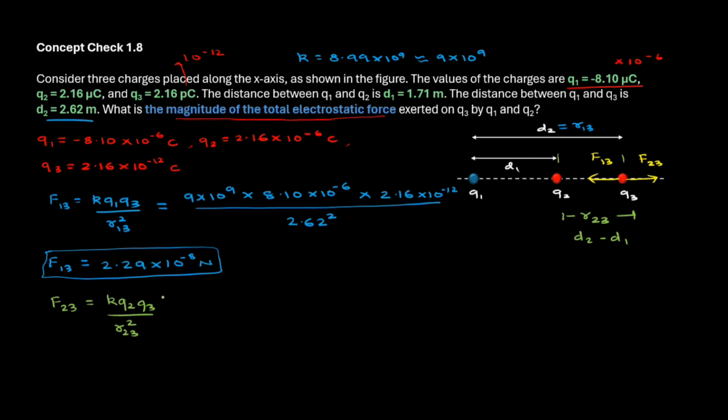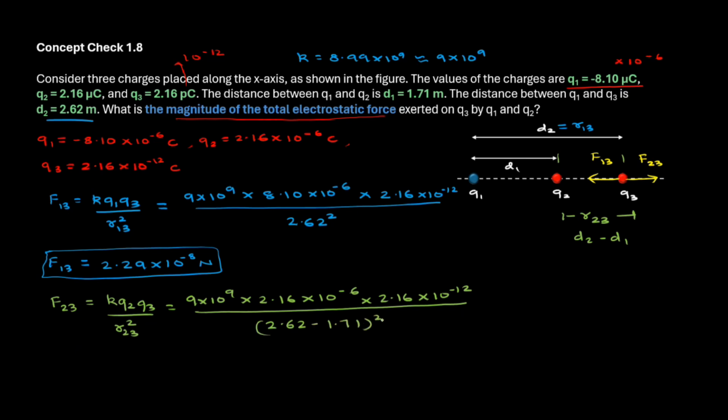So let's substitute. K is 9 times 10 to the power 9. Q2 is 2.16 microcoulomb, so times 10 to the power negative 6. Q3 again, it is 2.16 picocoulomb, so 10 to the power negative 12. R23 is a difference of D2 and D1. So D2 is 2.62. D1 is 1.71 squared. And when you solve this, you get F23 to be equal to 5.07 times 10 to the power negative 8 Newton.